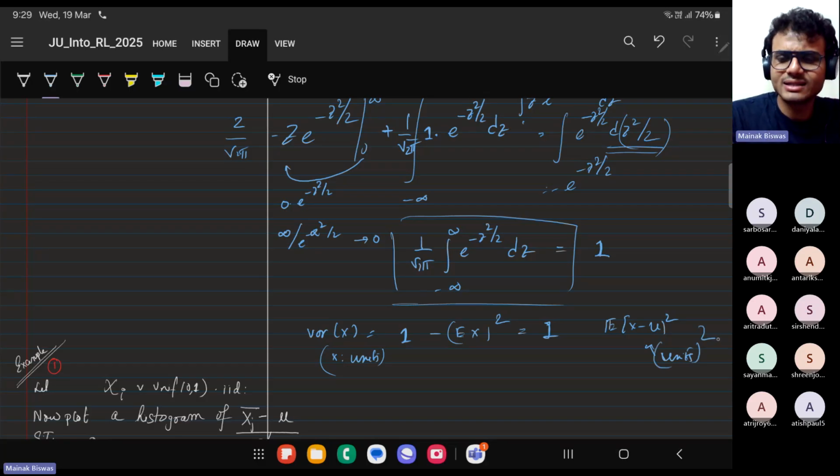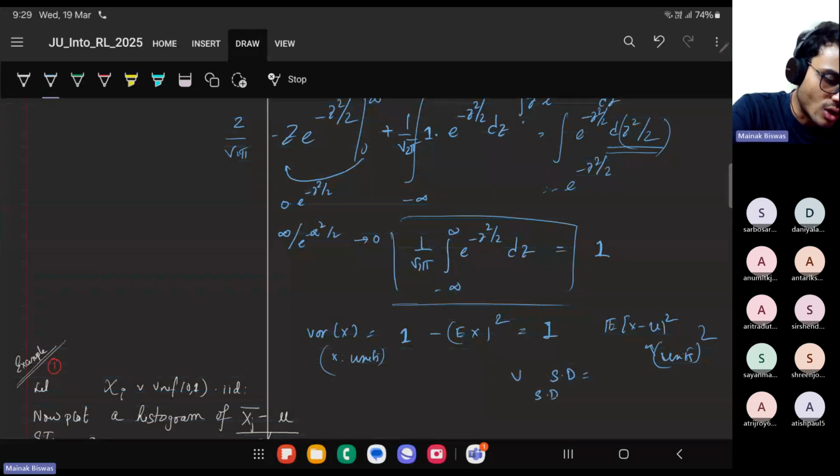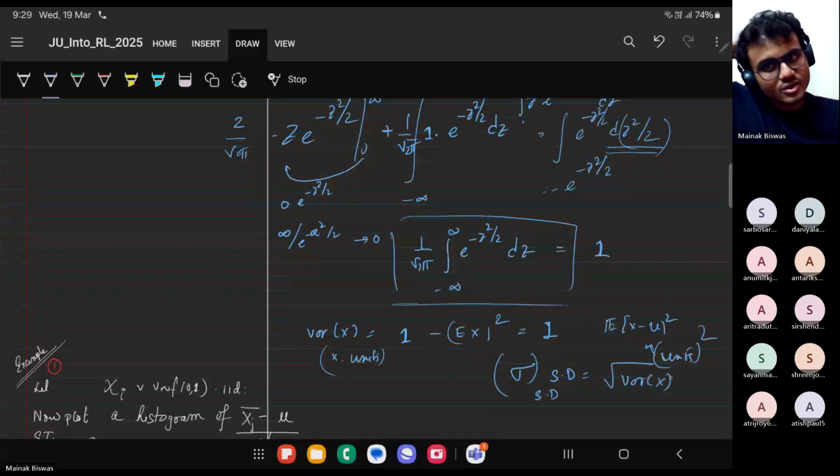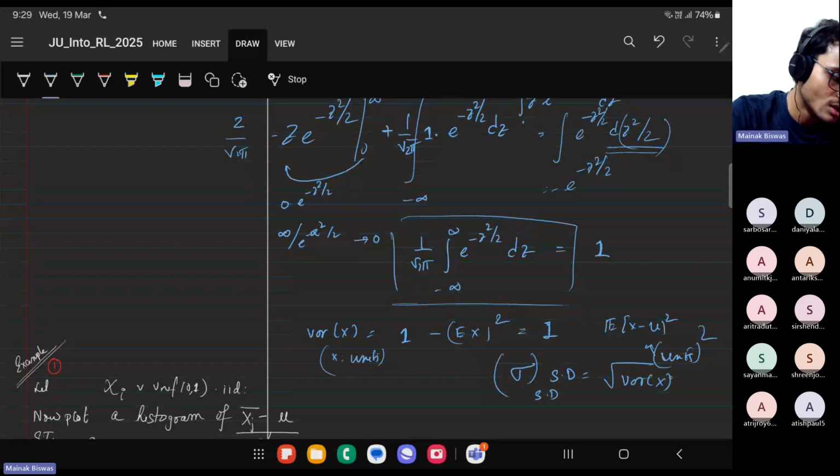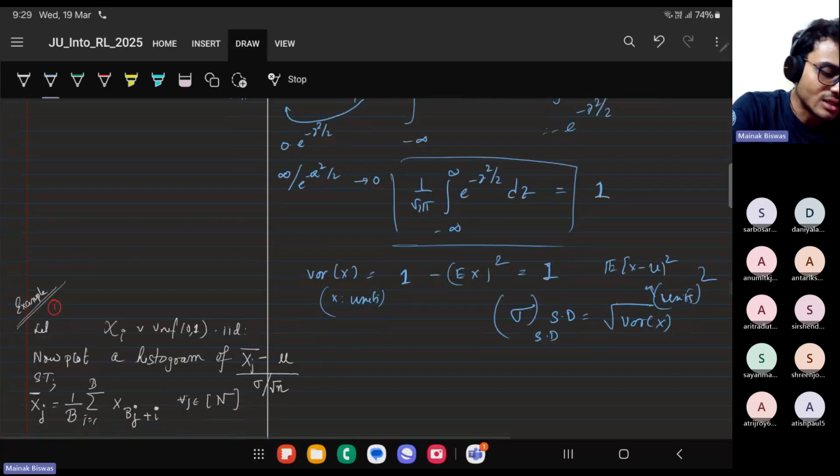So to find distance, we'd rather take the root of that. So standard deviation, or sigma, is defined as the root of the variance. So it's still 1 over here. Fine. So that's why z is known as normal 0, 1, where 0 is the mean of the distribution and 1 is the variance.